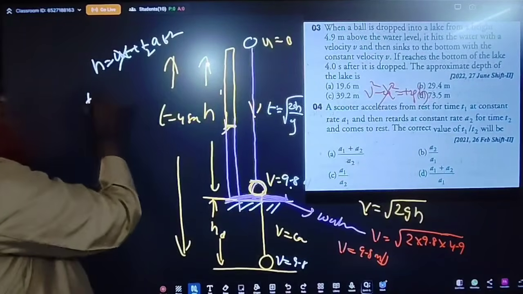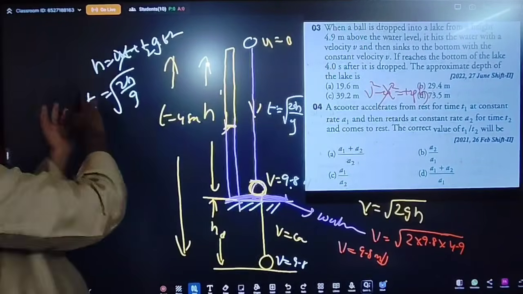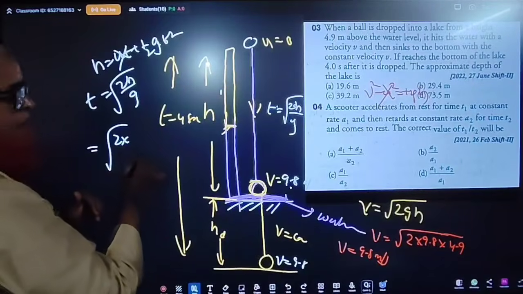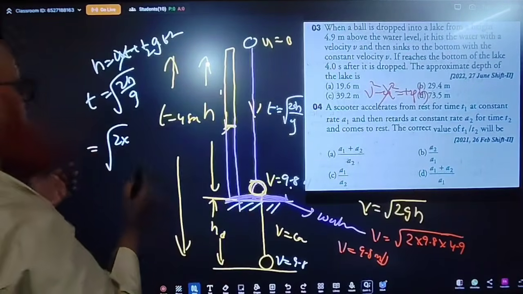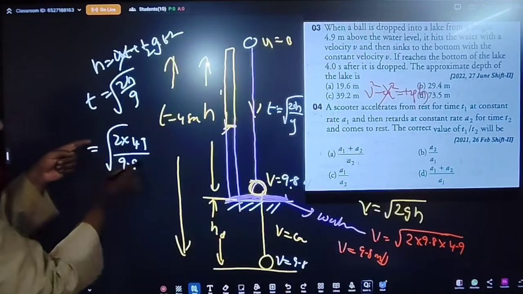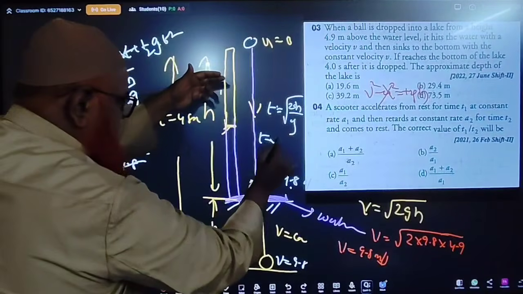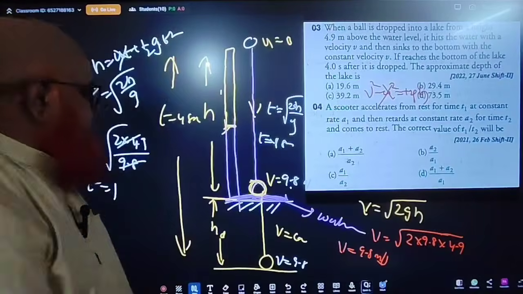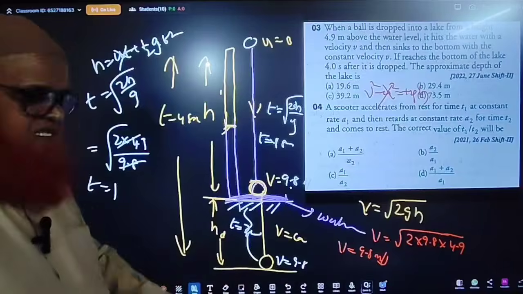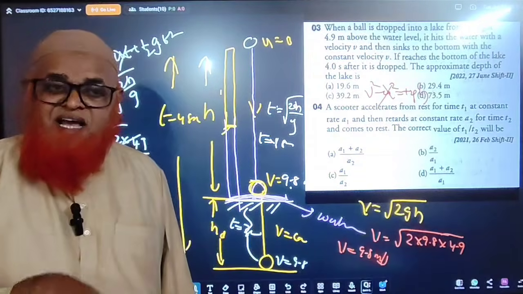U is 0. So t is equal to square root of 2h by g. T square goes to this side, becomes 2h by g. 2 into h is how much? h is 4.9. 2 into 4.9 is 9.8, and 9.8 by g, which is 9.8, gives 1. So the time taken from here to here is how much? 1 second. Only 1 second. Total time is 4 seconds, so the remaining time here is 3 seconds. It takes 3 seconds inside the lake. It has taken only 1 second to reach the surface. The remaining 3 seconds it has taken to reach the ground.